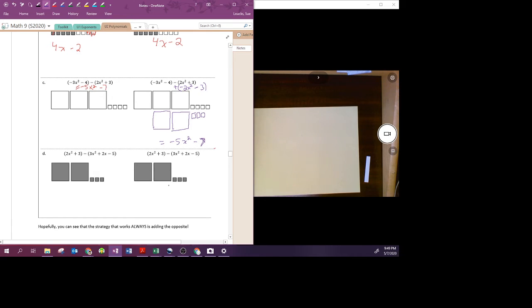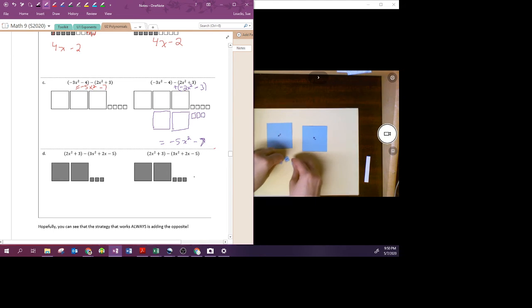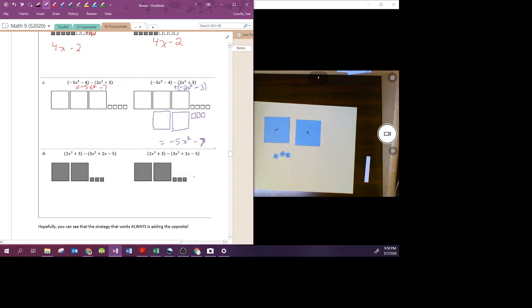I have 2x squareds plus 3 and I want to take away a whole bunch of stuff that I don't have. So I don't even want to do that. I'm just going to jump right to adding the opposite. Okay, so I'm going to add minus 3x squared minus 2x plus 5. So I'm changing the sign of everything that's inside the brackets.